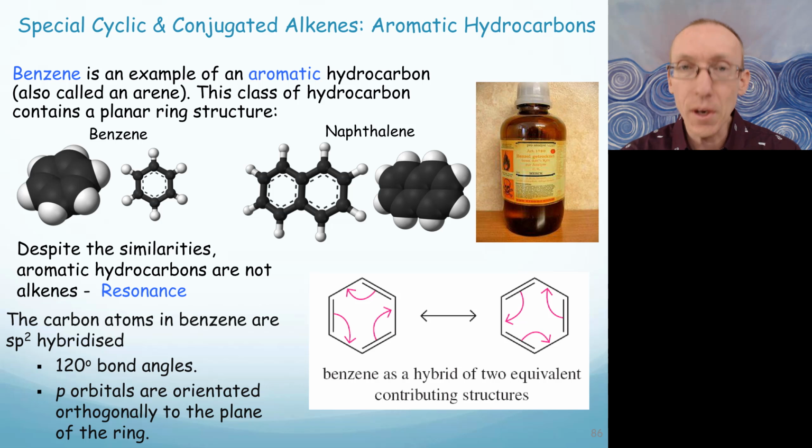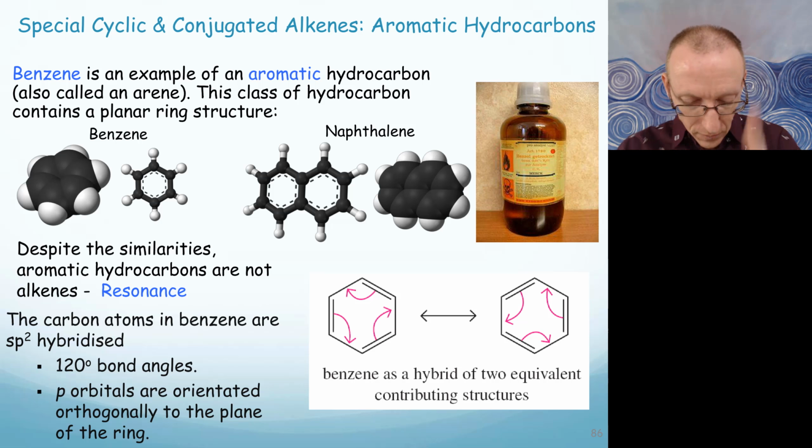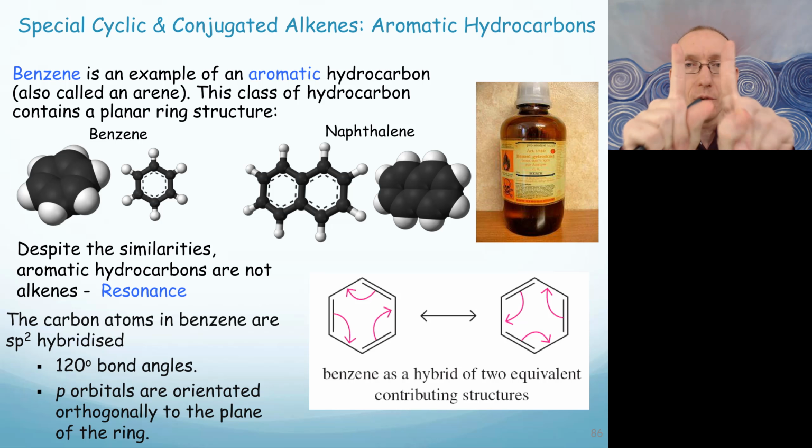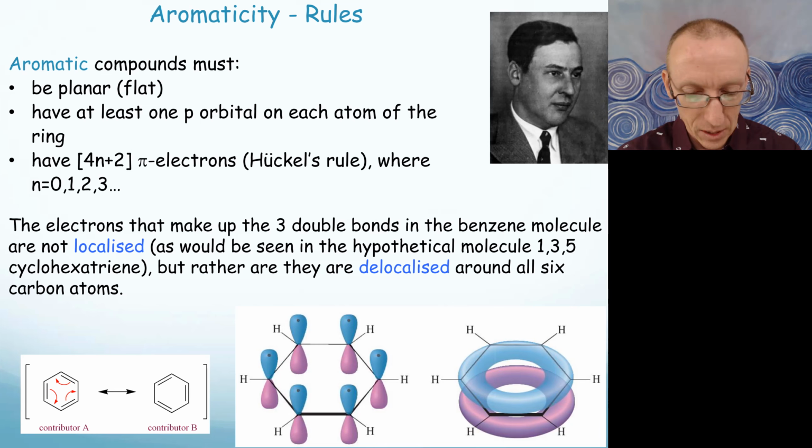So each one of these double bonds in these 2 resonance forms signifies the overlap of p orbitals in an edge-on overlap. So those p orbitals are oriented orthogonal to the plane, and they're on every carbon around that ring.